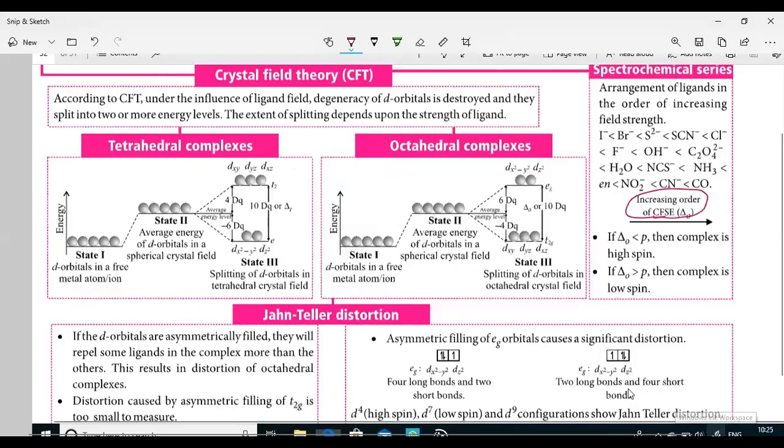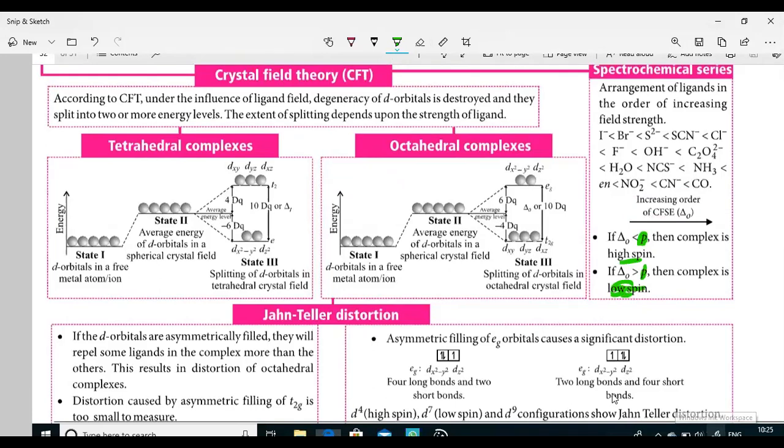This is the Jahn-Teller distortion effect, and here you can see two more points. If delta, the crystal field splitting energy, is less than the pairing energy, then the complex is a high spin complex. If the crystal field splitting is more than the pairing energy, then the complex is a low spin complex. And we have Jahn-Teller distortion also.